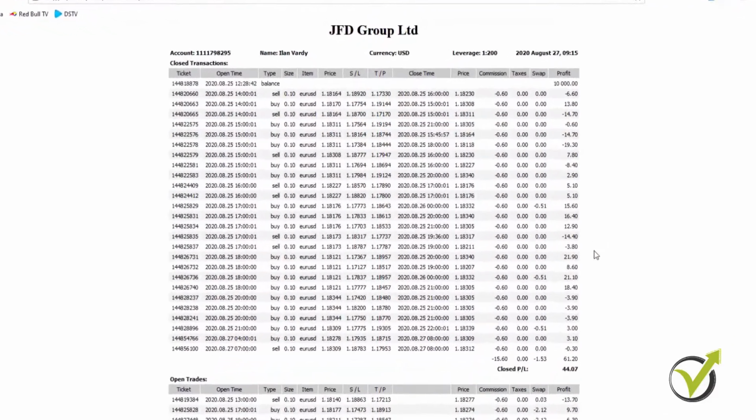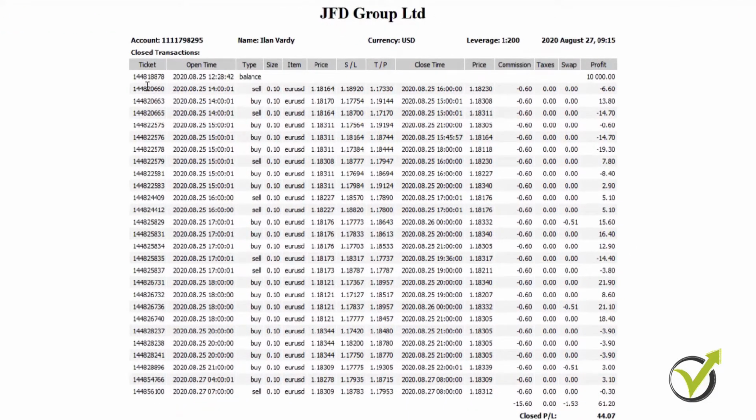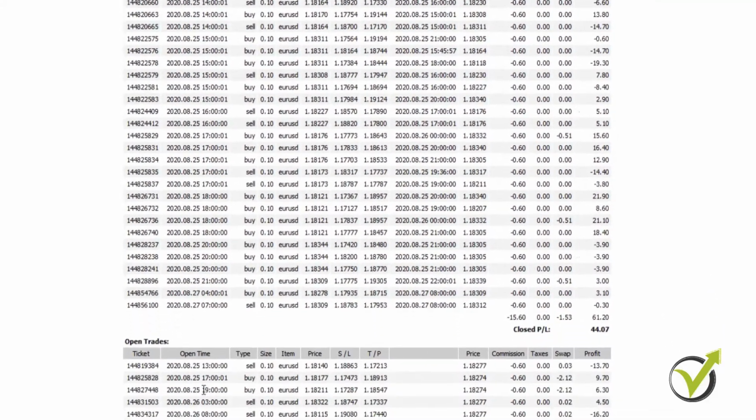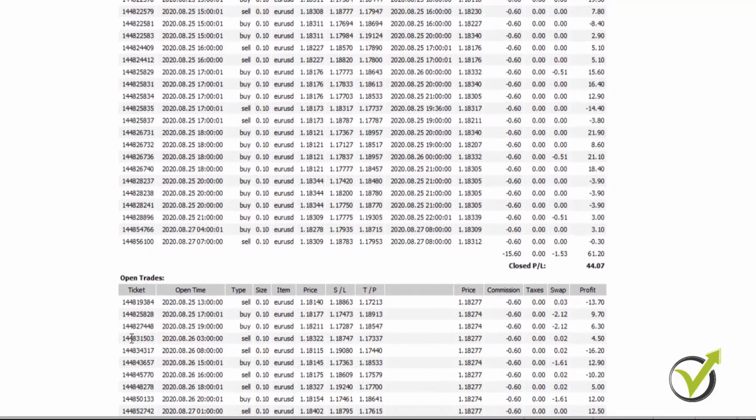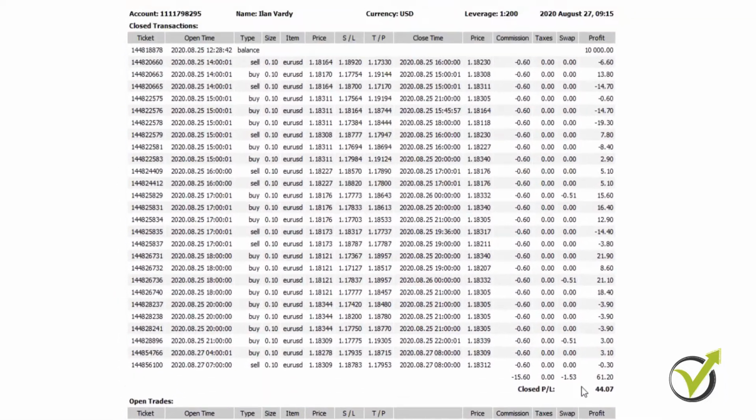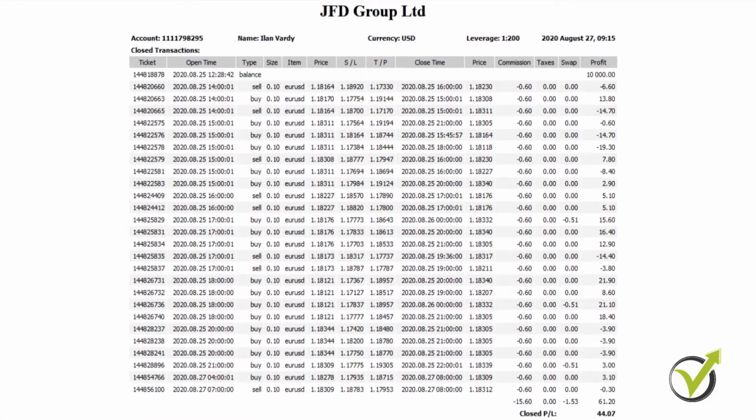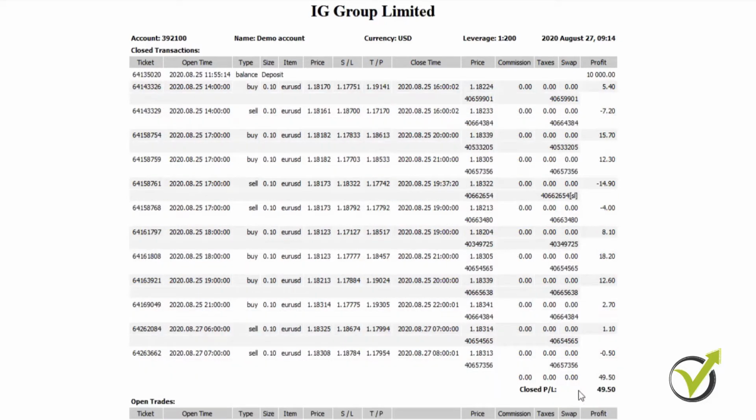What you can see is here we have all of the closed transactions. So these are all of the transactions that have opened and closed, and this is our profit and loss on those. And as you saw earlier, we have a profit of $44.07 on our closed, and then we have a whole lot of open trades. Don't worry too much about the open trades. What we're interested in right now is the closed trades. So this is obviously the one for JFD, as you can see on the top, and again we have a closed profit of $44. And if we look at our statement from IG, we have a closed profit of $49.50.